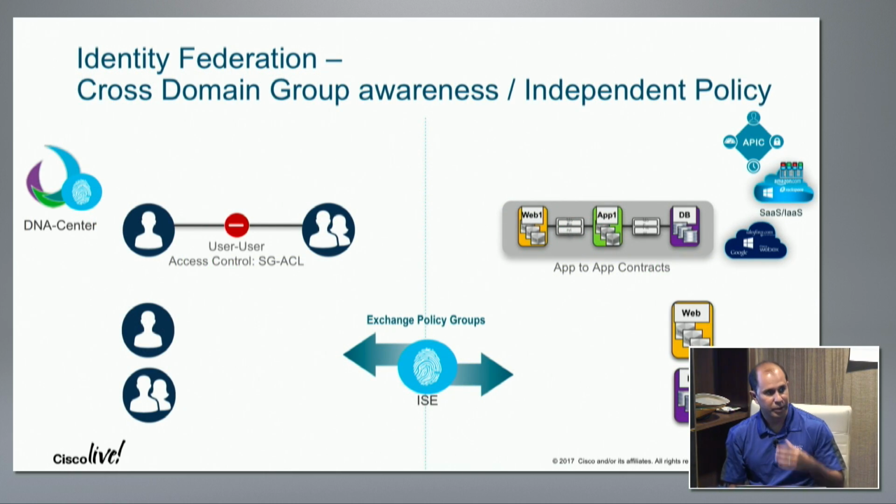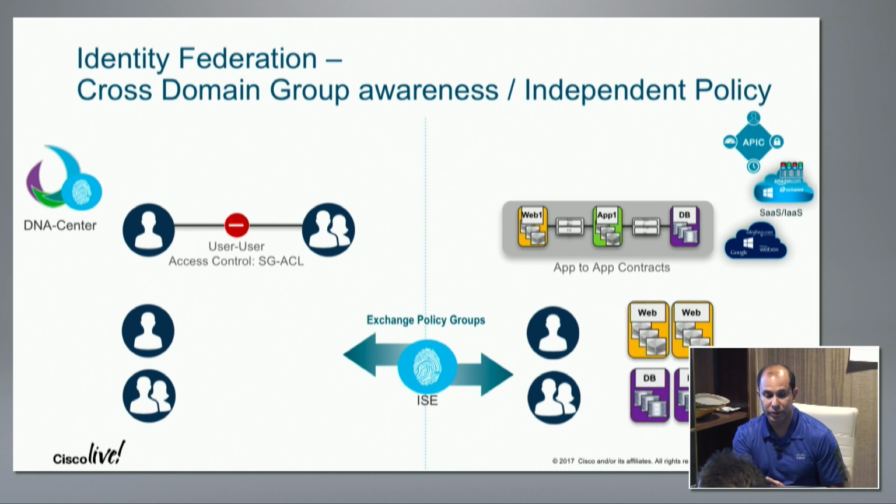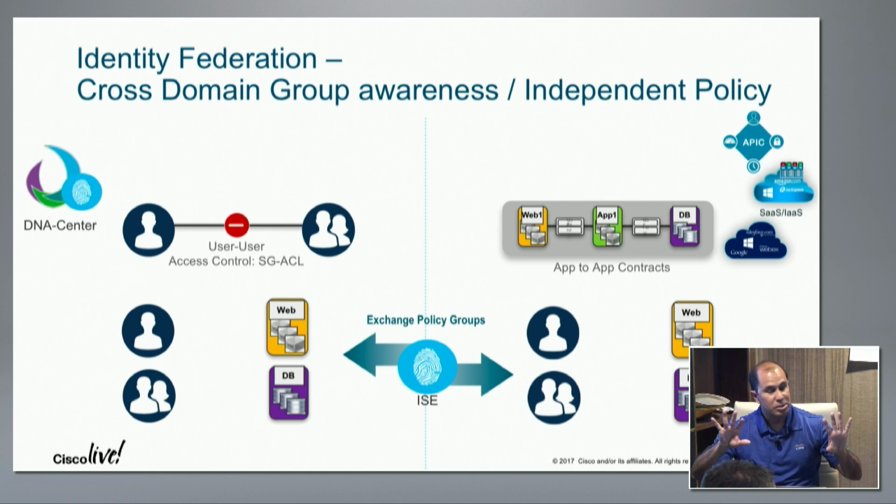So the first step in the journey of creating that common tier of information is very simple. We simply exchange information on identity. So each domain has created their identities. We exchange the information on the groups that have been authenticated in the access network and the groups that have been created in the data center, on the data center side. Now, each domain now has full knowledge of all the groups, and each domain now is in a position where they can author individual policy, right? So we've federated the identity.